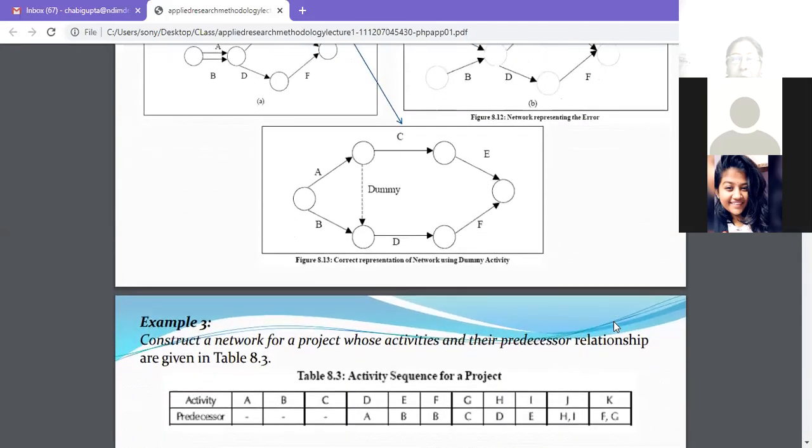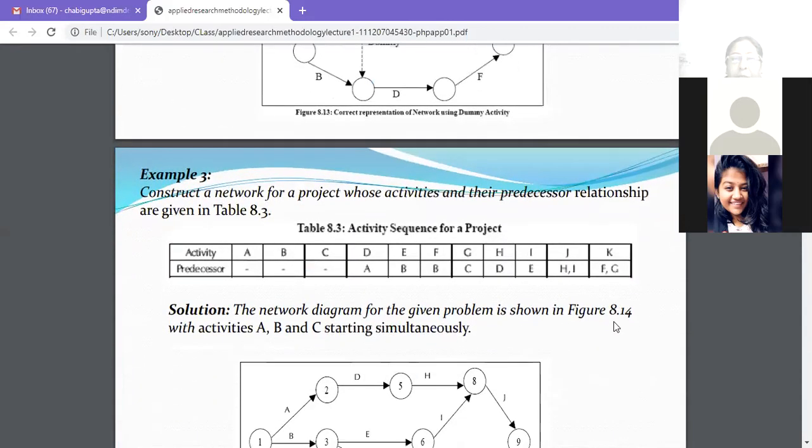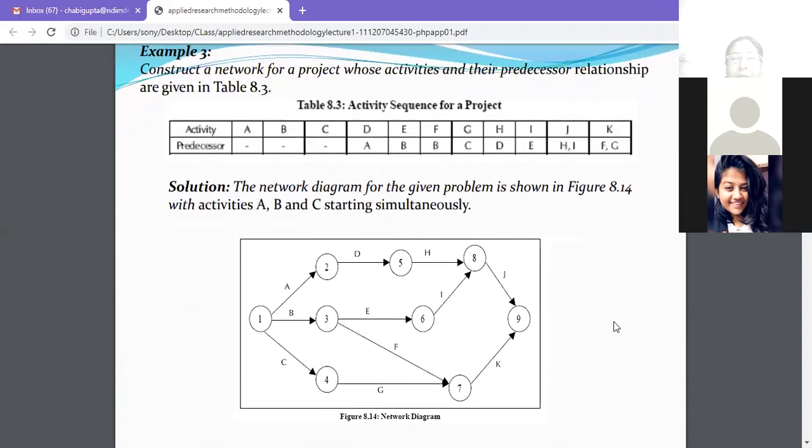Okay, so let's move on. Create a network for a project whose activities and their predecessor relationships are given. If you are able to do this question, you can do any question in the exam. This is one of the tough ones. Activities given to you: A, B, C, D, E, F, G, H, I, J, K. Predecessor activities given: dash, dash, dash, A, B, B, C, D, E, H, I, and F, G. So draw the diagram. I'm giving you 5 minutes.